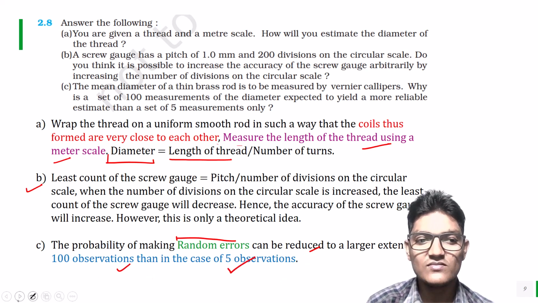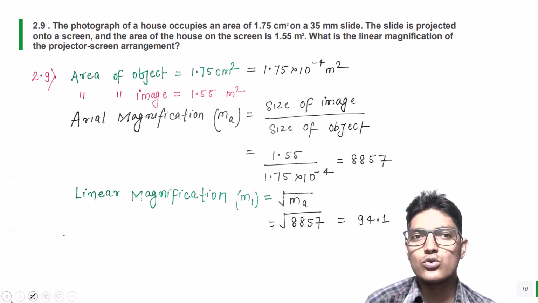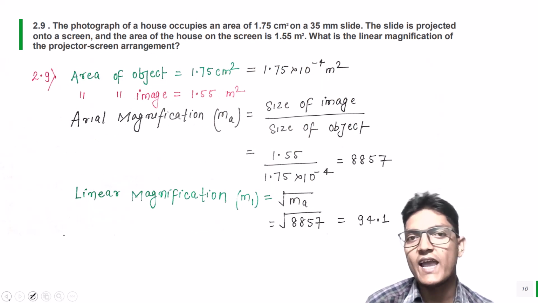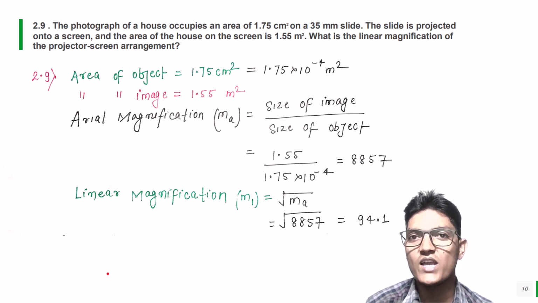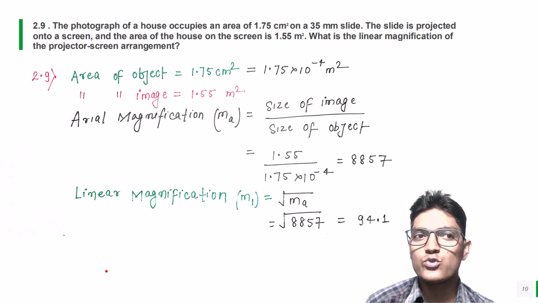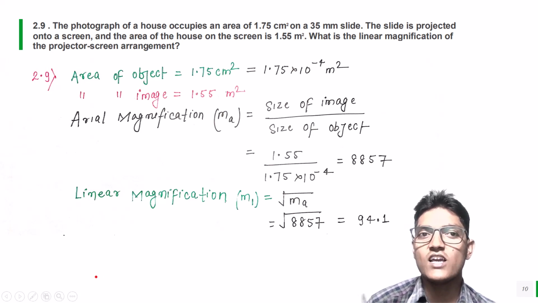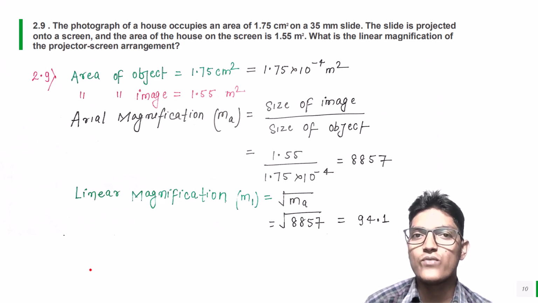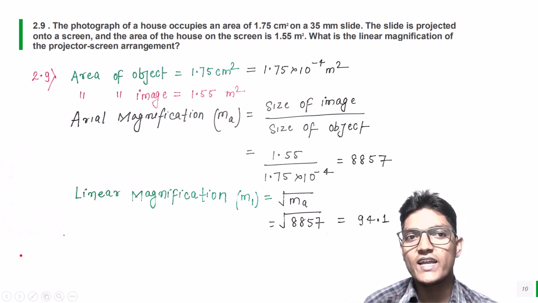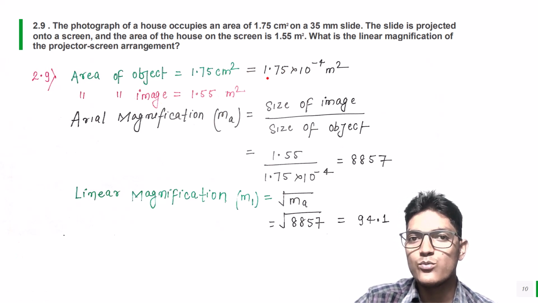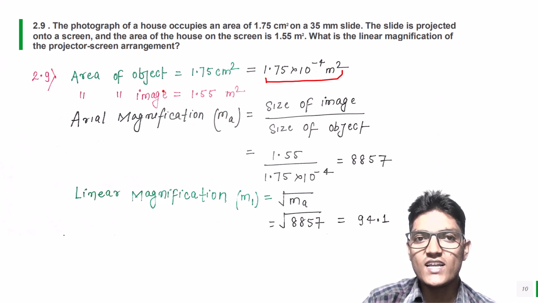Okay. Next है, the photograph of a house occupies an area of 1.75 centimeter square on a 35 mm slide. The slide is projected on a screen and the area of the house on the screen is 1.55 meter square. What is the linear magnification of the projector screen arrangement? So जो ऑब्जेक्ट का एरिया है वो दिया हुआ है 1.75 सेंटीमीटर स्क्वायर एंड दैट इज इक्वल टू 1.75 इंटू 10 टू द पावर -4 मीटर स्क्वायर. इमेज का एरिया कितना है?